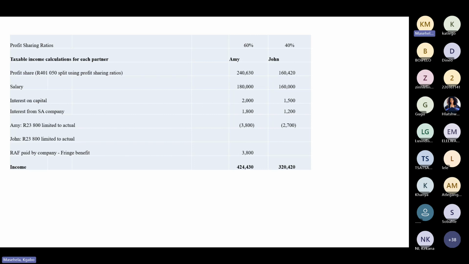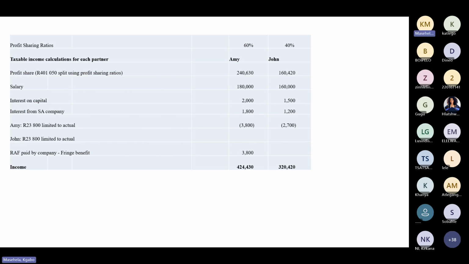Retirement annuity fund paid by the company, fringe benefit. Yes, guys, I said a fringe benefit is any contribution, any amount paid by an employer on behalf of an employee. That's a fringe benefit because an employee, you didn't pay anything. However, the employer paid on your behalf. That is a benefit. And fringe benefit are income in nature. That's why they form part of your gross income.